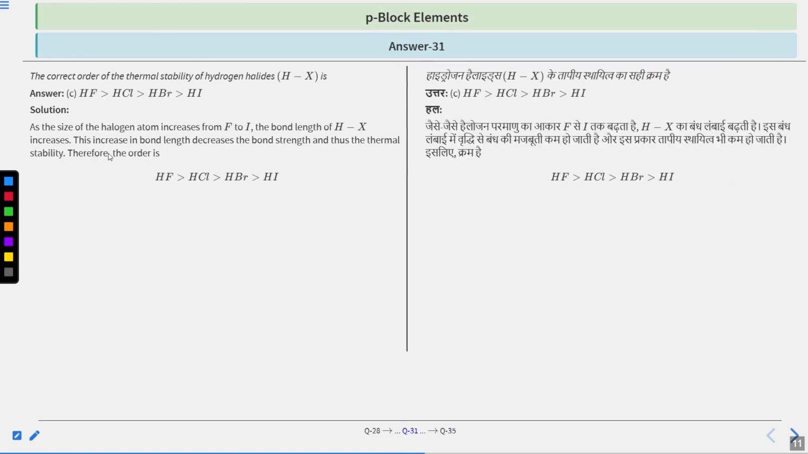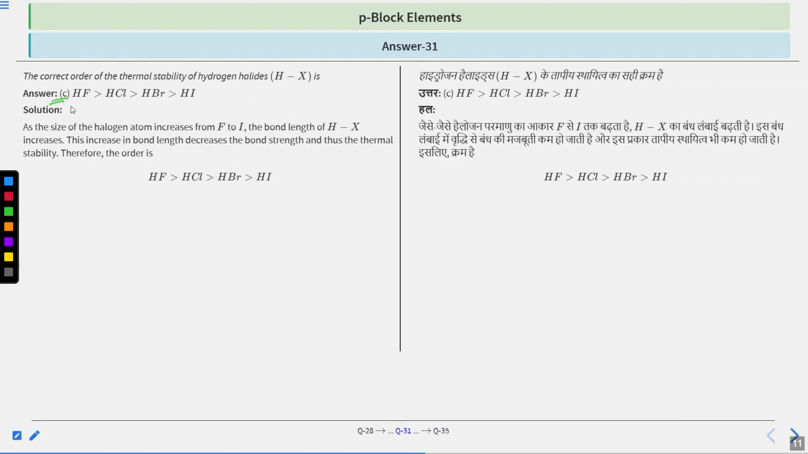Okay, let's see. The correct answer is option C. So this is the correct order: HF is the most stable hydrogen halide, then HCl, then HBr, then HI. You can see that as the size of the halogen atom increases from fluorine to iodine, the bond length of H-X, where X is the halogen, increases. As the size of the halogen increases, the bond length between hydrogen and halogen increases. This increase in bond length decreases the bond strength. The larger the bond length, the smaller the bond strength, right? And hence the thermal stability will also decrease.